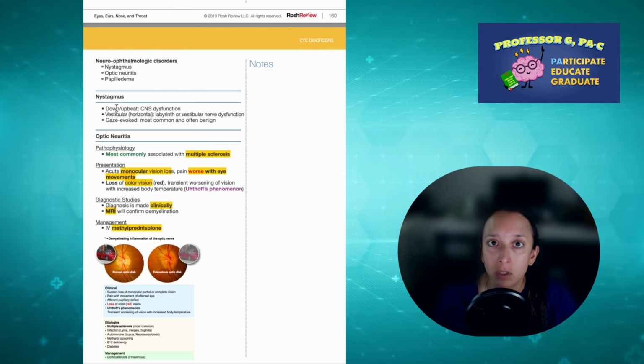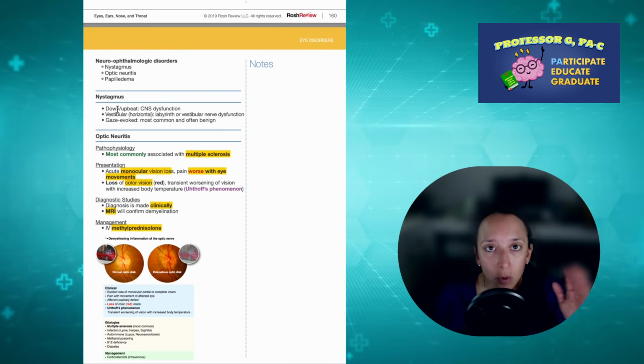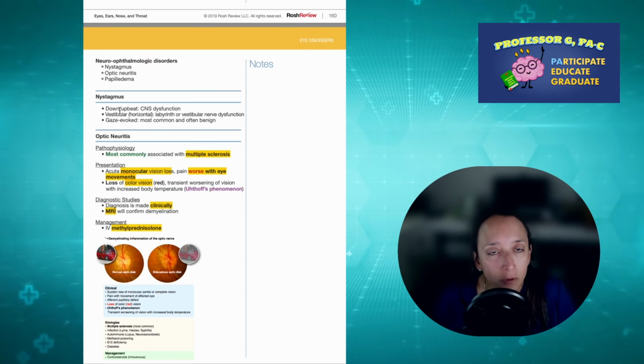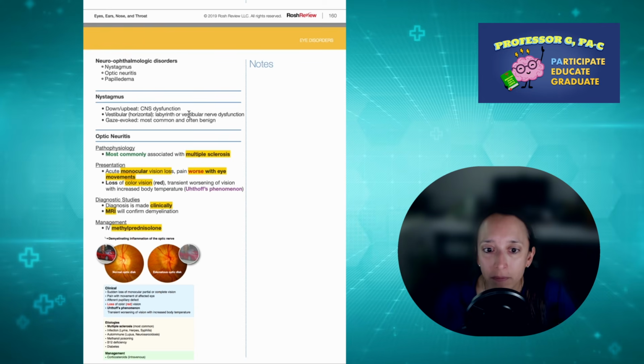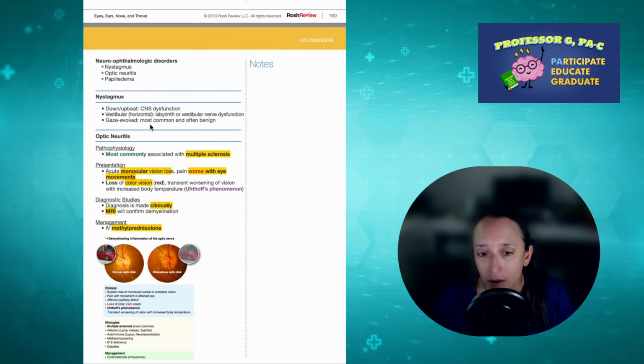So think things that you saw in like your neuro module. As far as vestibular, you'll usually see a horizontal nystagmus with a vestibular cause or a peripheral vertigo type cause like labyrinth or vestibular nerve dysfunction. And if it's gaze evoked, this is most common and it's often benign.